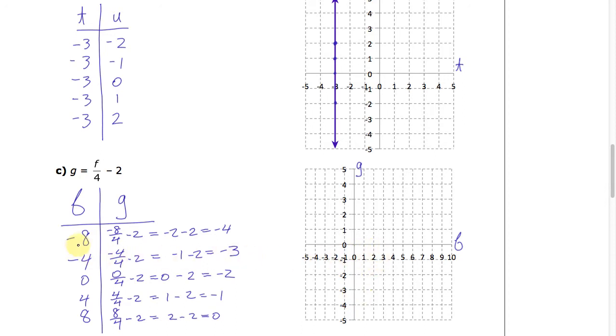So now putting these points on the grid, -8, -4. That is not going to fit on this grid because you can see it only goes to -5. So I'm not going to worry about that first point. Let's start at the next one. -4, -3. I can certainly fit that one on this grid. And then 0, -2 is right here. And 4, -1 is the next point. And 8, 0 is the next point.